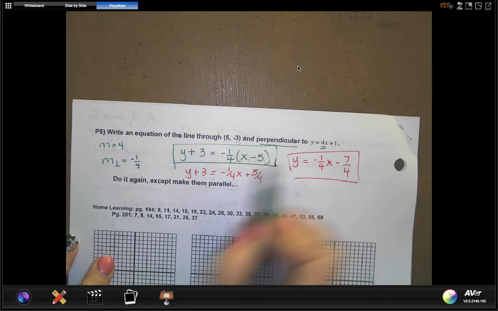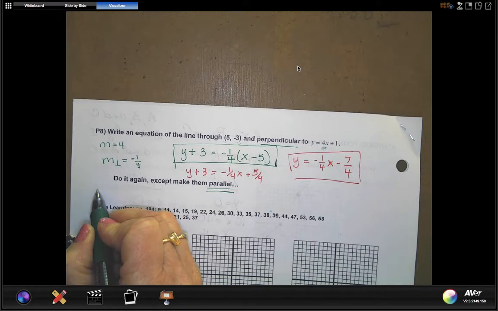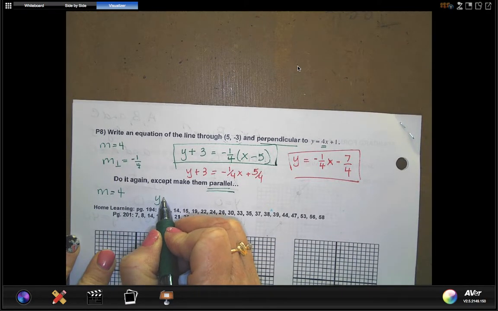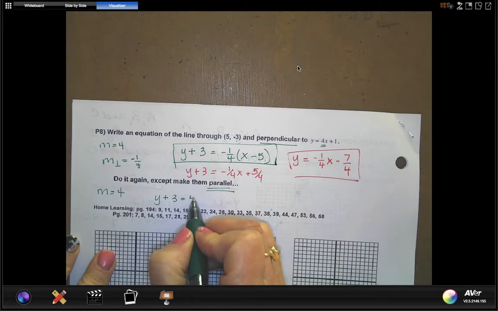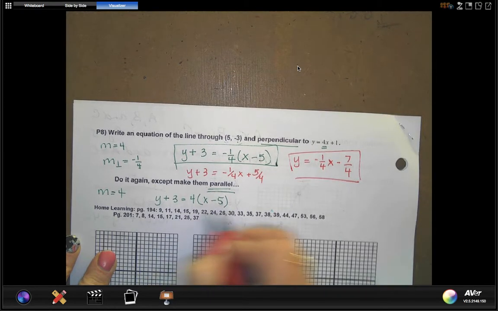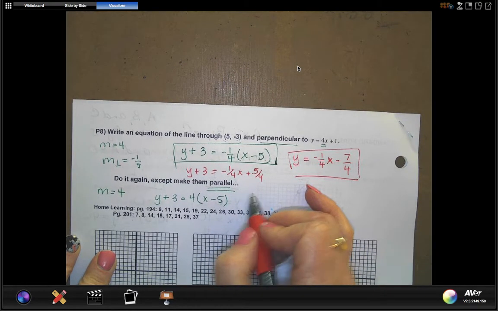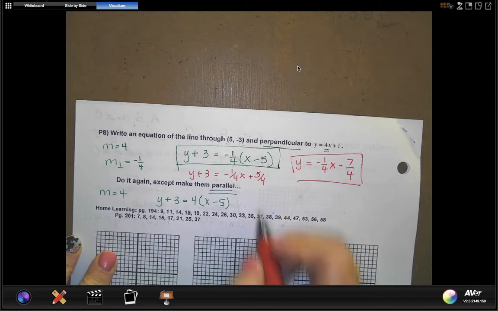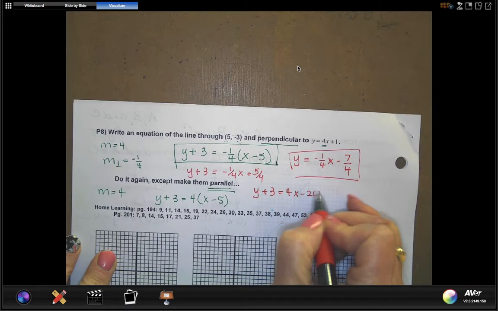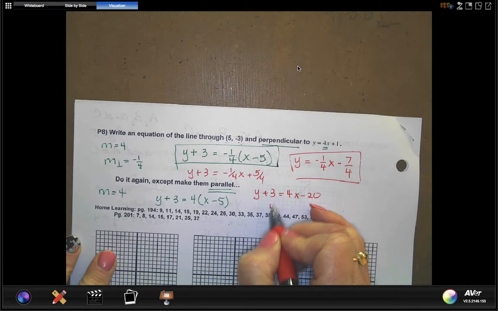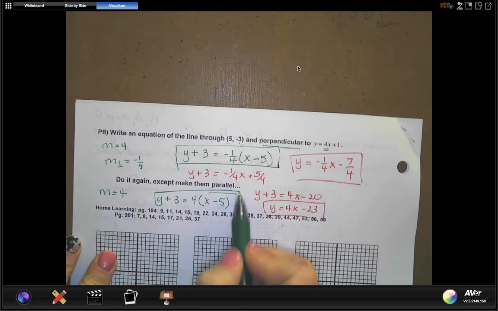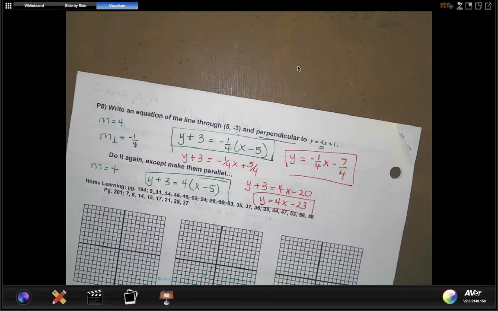If I didn't want to make them perpendicular, but I wanted to make them parallel, then I could just leave the slope the same. And I could say that y plus 3 equals 4 times (x minus 5). And again, it might be fine to leave the answer like that. But if I wanted to rewrite it in slope-intercept, I'd distribute the 4, subtract the 3, and that would be my answer in slope-intercept. Like I said, it might be okay to leave it in point-slope. Depends on what the question asks.